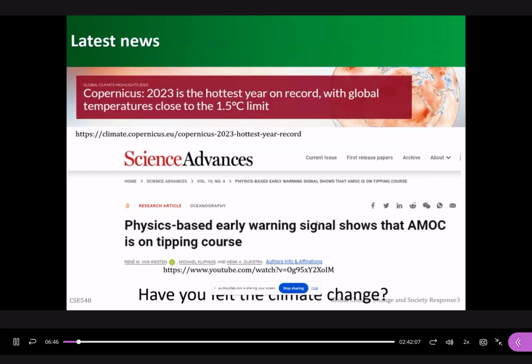The second news is about a journal paper, on a physics-based early warning signal showing that AMOC is on a tipping course. The AMOC is an important marine current from the equator region to the Arctic area, so it can release heat from the equator to the Arctic area. The journal paper indicates this current is almost at the tipping point. It means it's possible the current can be stopped, or the current is already weakening every year. But we will talk about the AMOC in the following classes for more details.